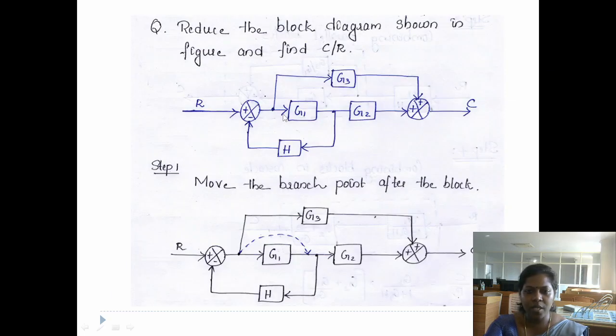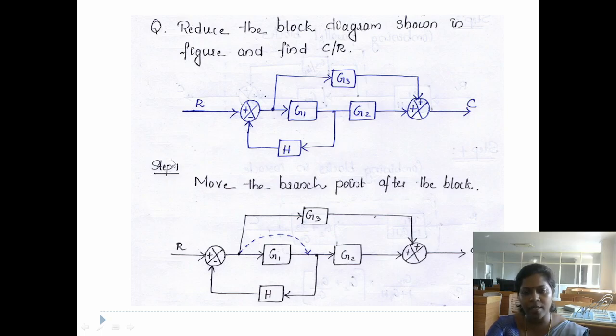For that, first see, are there any blocks in cascade or series? Here there is no block in series or cascade. These two blocks G1 and G2 are nearby, but in between we can see one branch point. So these two blocks are not in series. So we have to make the blocks in series, or some other way we have to reduce the block diagram.